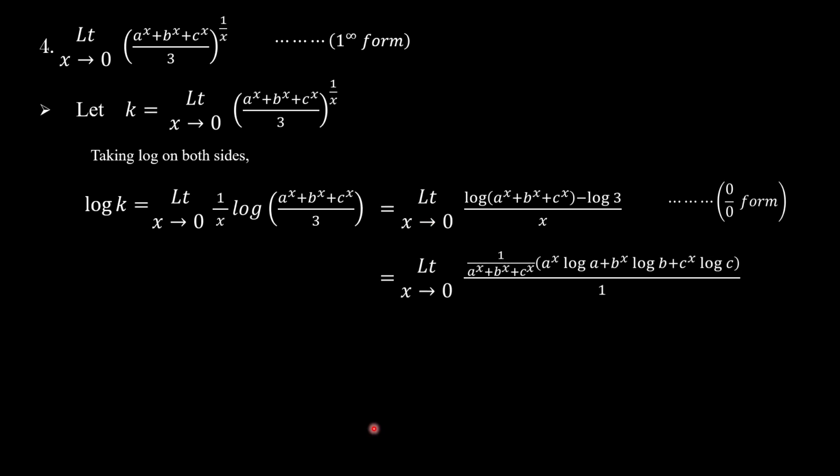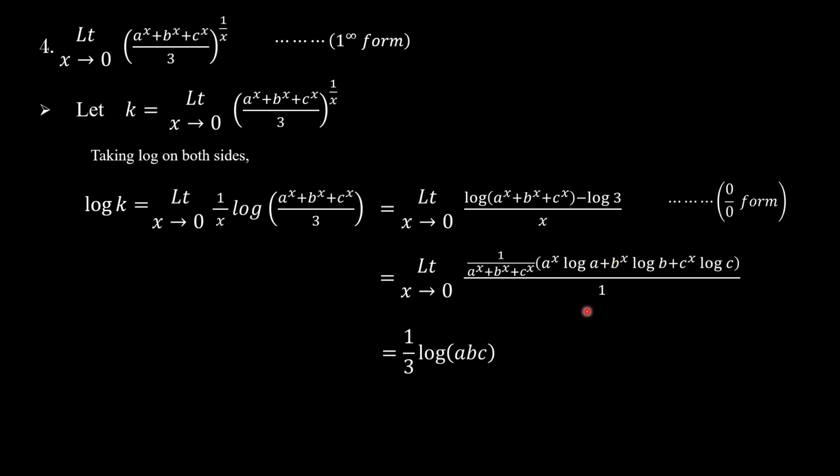That is, limit x tending to 0, the derivative of log of (a power x plus b power x plus c power x) is 1 by (a power x plus b power x plus c power x) into (a power x into log a plus b power x into log b plus c power x into log c), minus the derivative of log 3, which is 0, divided by the derivative of x, which is 1.